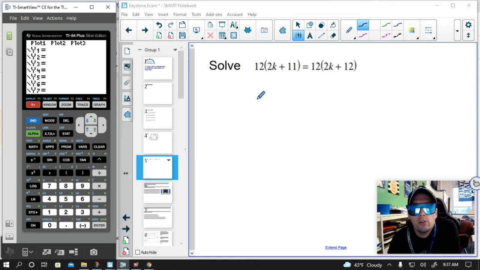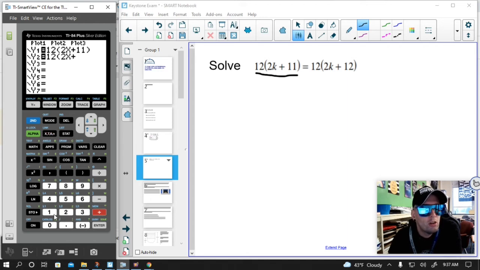All right, y equals. On the top, I type in the left side. 12 parentheses, 2k is going to be 2x plus 11, close parentheses. Go down to the second line, 12 parentheses, 2x plus 12. Now at this stage, you should be saying, well, wait a minute, the left side and the right side are so similar. I wonder if something's going to happen. Well, let's hit graph and see what we look at.